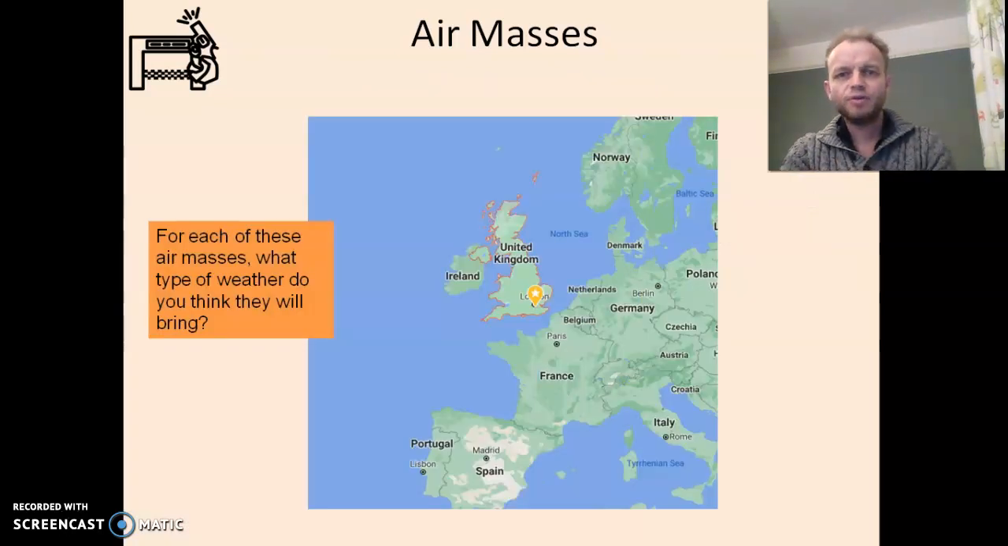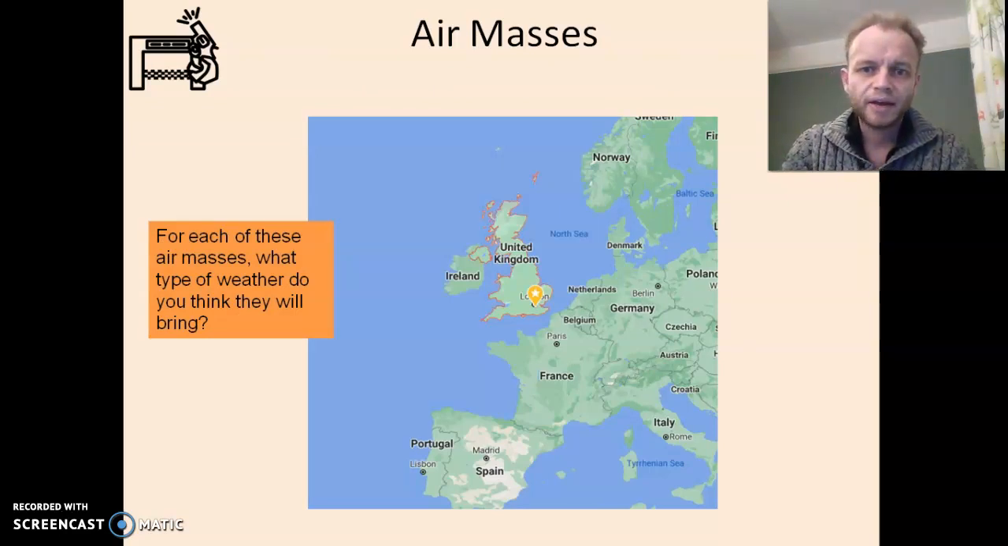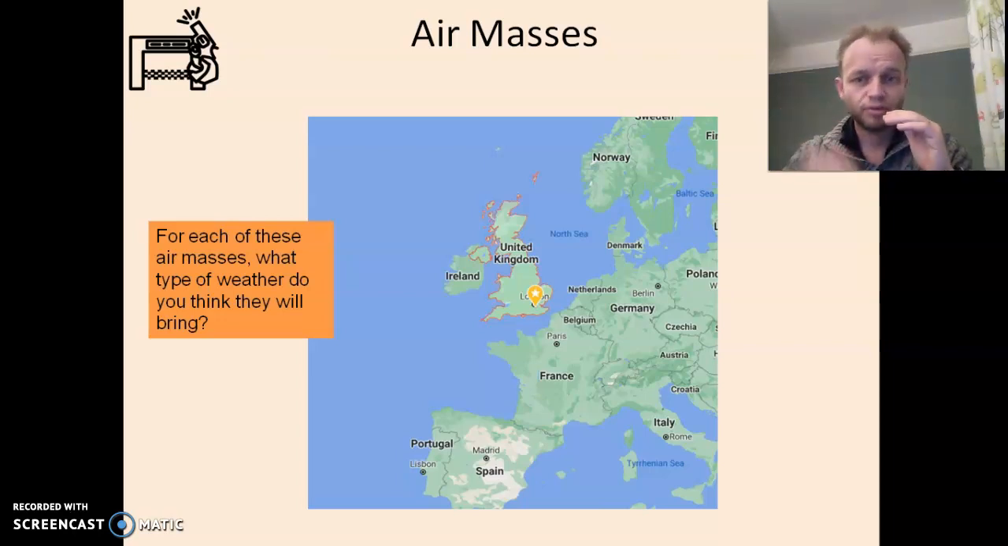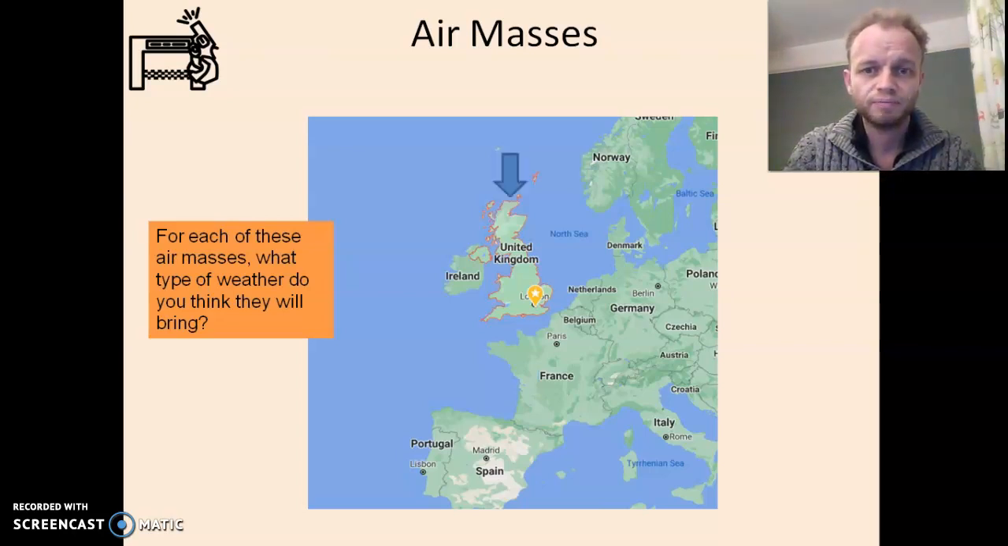Okay, so I'm going to give you some examples of where our air masses come from. Okay, and I want you to think about what kind of climate are they bringing. Now remember, if it's coming from continental areas, it's bringing drier weather. If it's coming from maritime areas, so the sea, it's bringing wetter weather. Okay, and then we've already said that from the north it's bringing cold air, and from the south it's bringing warm air.